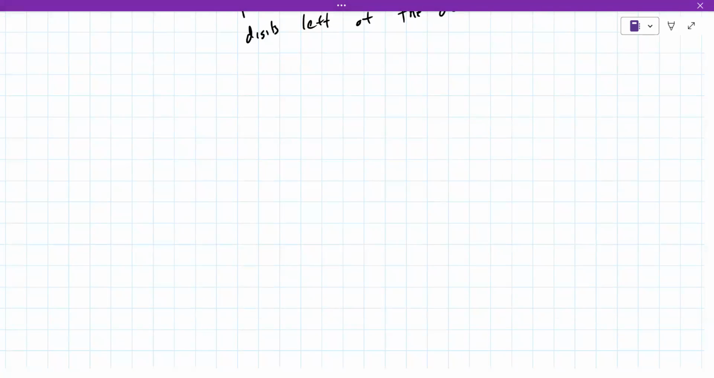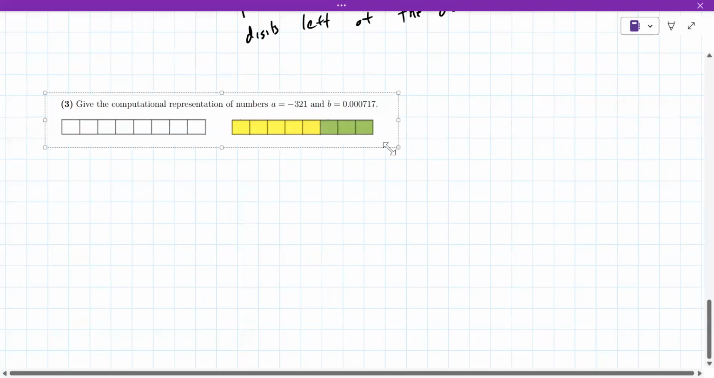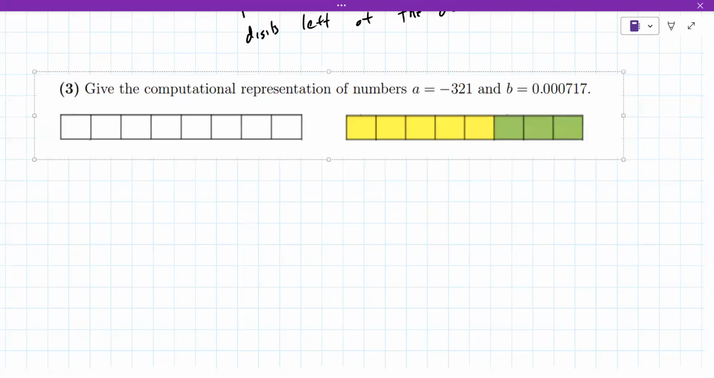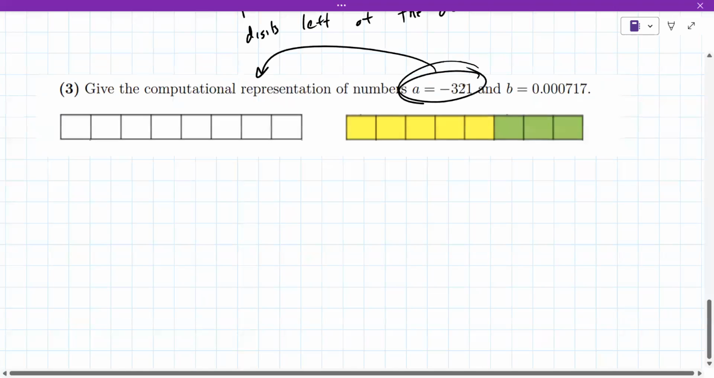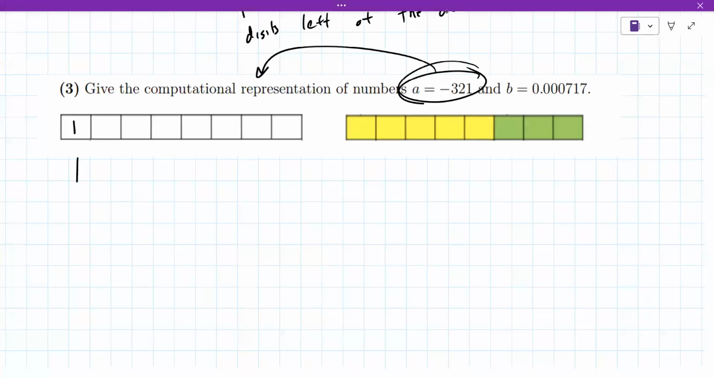All right. So the next problem here is to give the computational representation of these numbers. Thankfully your teacher gives us an example to go off of, which is really nice, because otherwise I don't know how you would know to do this. We're going to do this one over here on the left. For a negative number, you have to put a 1 here. And then you put the other number in to the right, and then you fill it in with zeros.